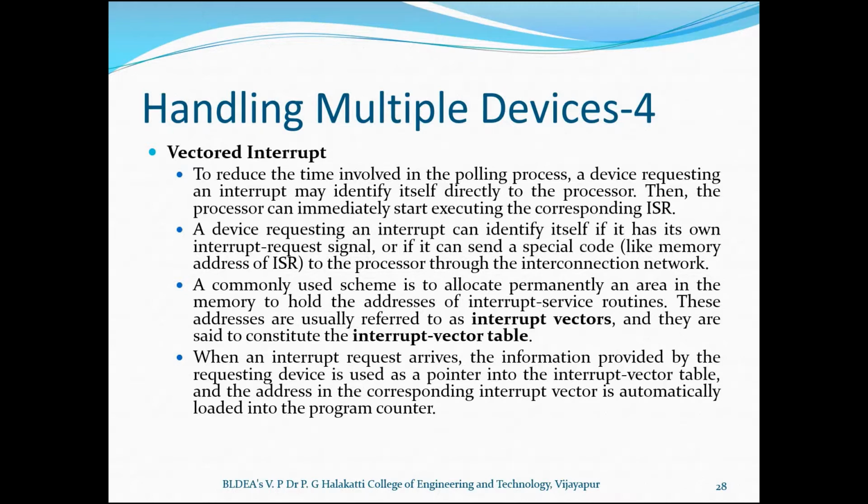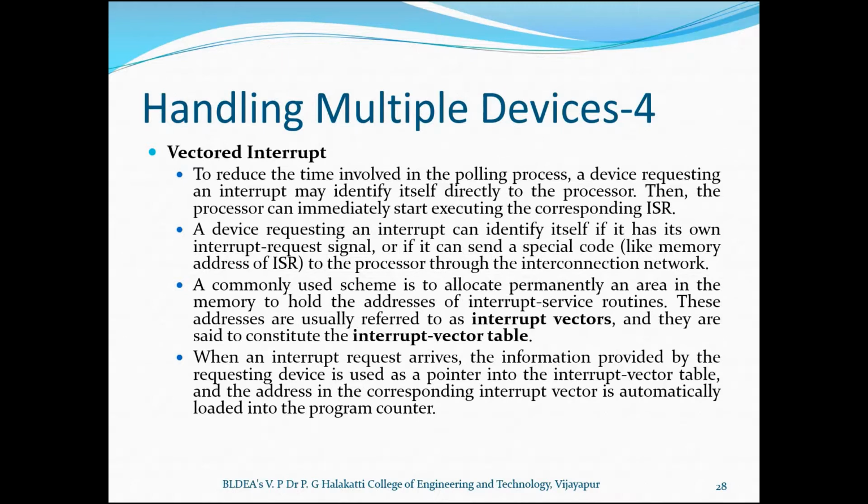A device requesting an interrupt can identify itself if it has its own interrupt request signal, or if it can send a special code, like the memory address of the interrupt service routine, to the processor through an interconnection network. While sending the request and the code of the device, it can also send the code of the interrupt service routine that has to be executed. So it becomes easy for the processor to identify which interrupt service routine it has to execute, and it will execute that particular routine.